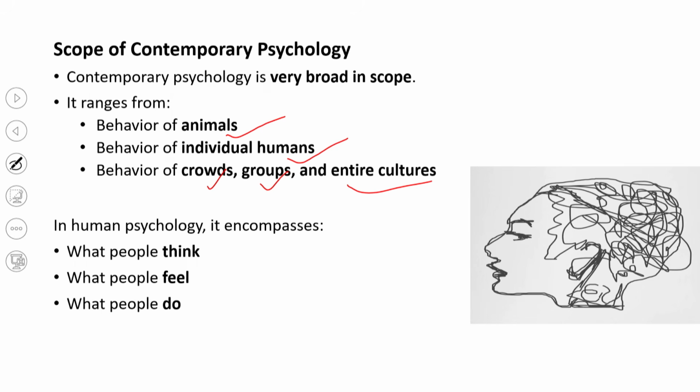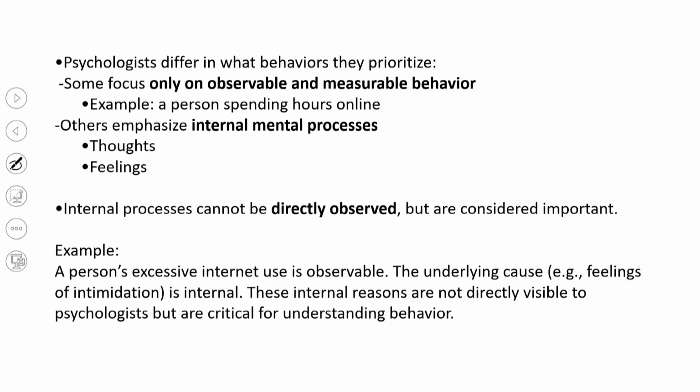When we talk specifically about human psychology, it includes how we think, feel, do and so on, every aspect of human behavior and thought processes. So, the scope is quite broad in that sense. So, psychologists differ in what behaviors they prioritize, based on their preferences. They also differ in terms of what they focus on while they do research. For example, some focus only on observable and measurable behaviors, typically people from the behaviorist school of thought.